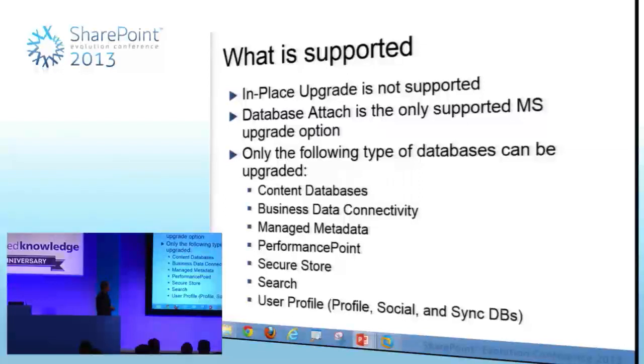From a database point of view, these are the databases that you can upgrade: the content database, obviously, BCS or business data connectivity, managed metadata, PerformancePoint, the secure store, search, and the user profile. In the third session in this room, Neil is going to talk about upgrading search. I recommend that if you are doing the upgrade, please go to see that session. He'll talk a lot about how to do service app upgrades properly. So just bear in mind that these are the ones that you can upgrade. The rest of the stuff you'll create as part of your farm anyway.